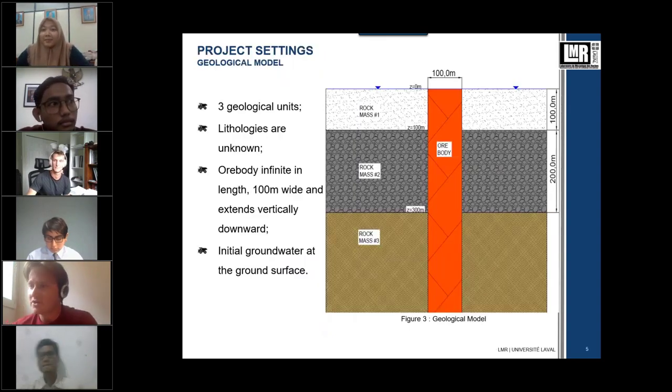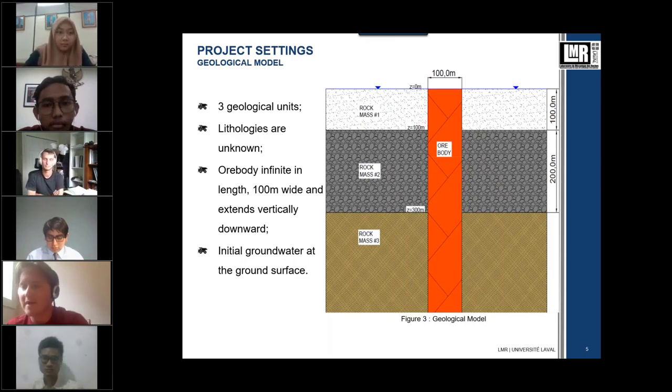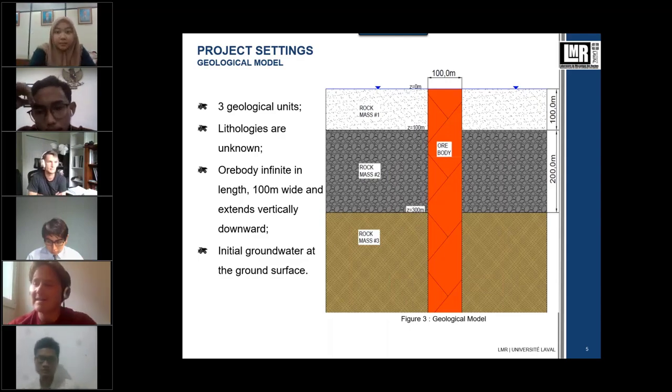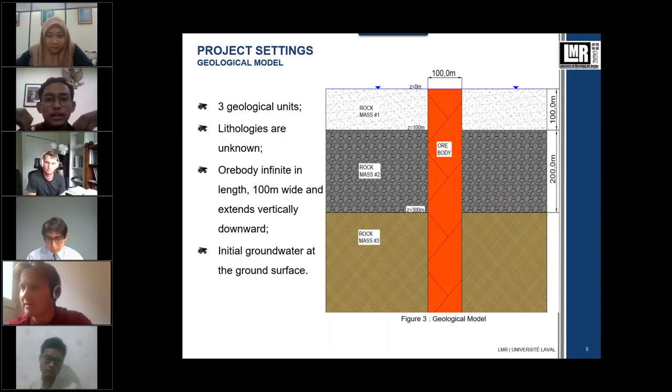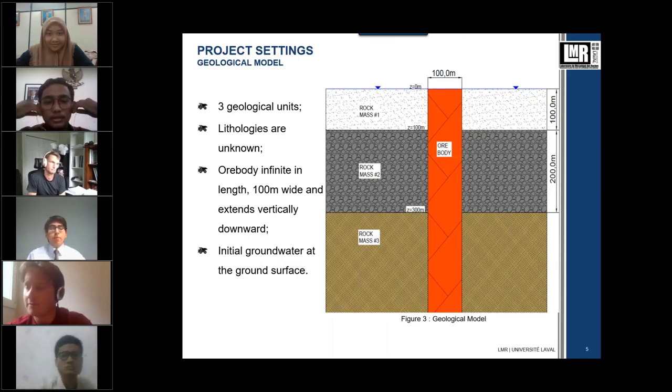Here you have the geological model of the situation, which represents the 3 geological units. The rock mass is divided into 3 different lithologies, which are unknown. Each rock mass has a specific width with a 0-degree dip, which means that they extend horizontally. The ore body, in red on figure 3, is infinite in length, is 100 meters wide, and extends vertically downward from the surface. The initial groundwater is at the surface, as you can see with the blue piezometric line at the top of figure 3.